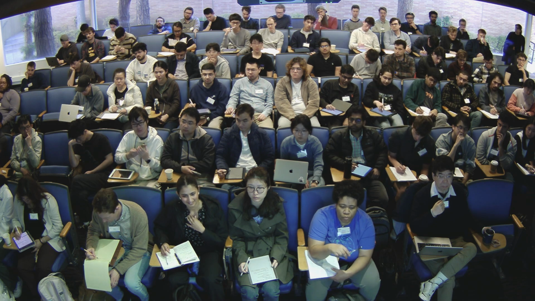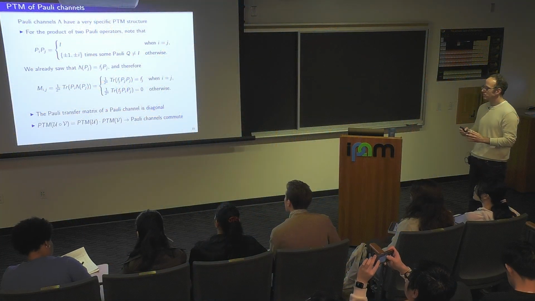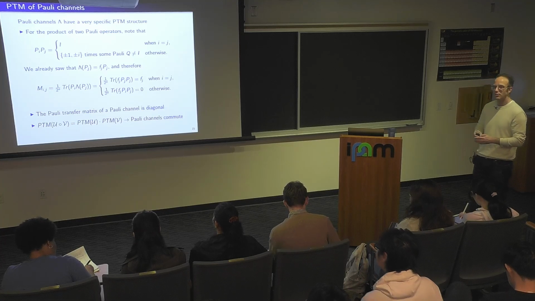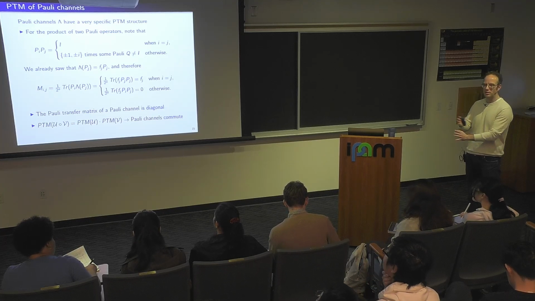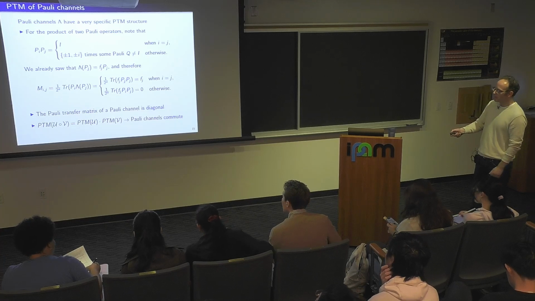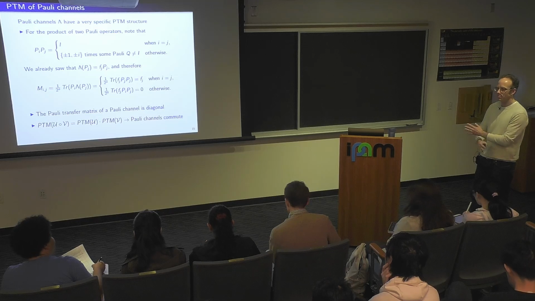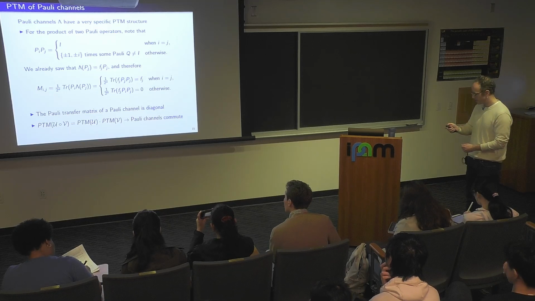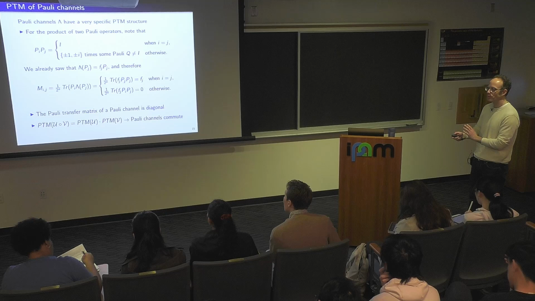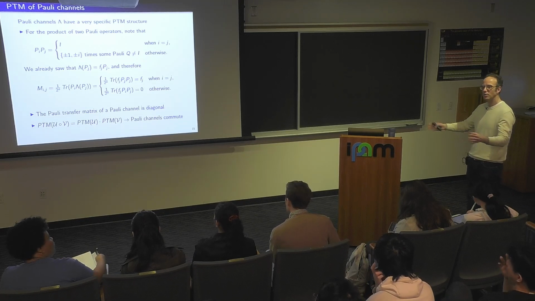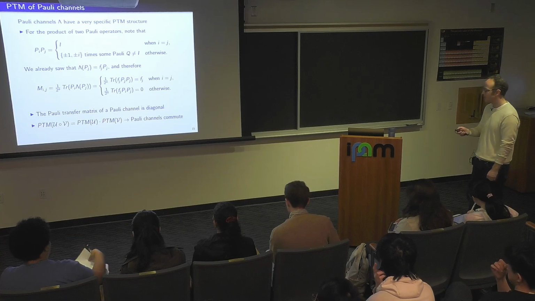Good. Also, just because of the linear algebra here, you can see that if you apply two Pauli channels, the order doesn't matter, because if you multiply two diagonal matrices, the order doesn't matter, so they commute. That would be much harder to show if you just work out the full Pauli channels. So that's not as obvious.